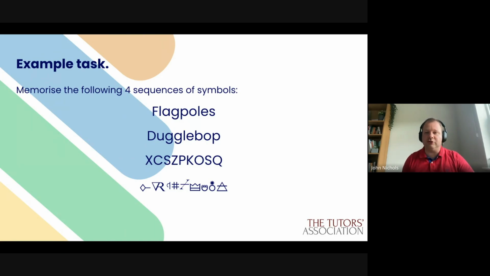Now, the last one, you don't even have names for most of these things. All right, you can call one of them a hash, and you can call one of them a crown, and one of them is a triangle with a line through it. But you probably don't have names to describe each of these symbols. So you're trying to describe each symbol as a series of shapes and geometric lines. That's hard. So you're trying to say the first one's a diamond with a line sticking out of the right-hand side. Well, that's more complicated on its own than just remembering the word flagpoles, right? So it's very difficult to try and remember.